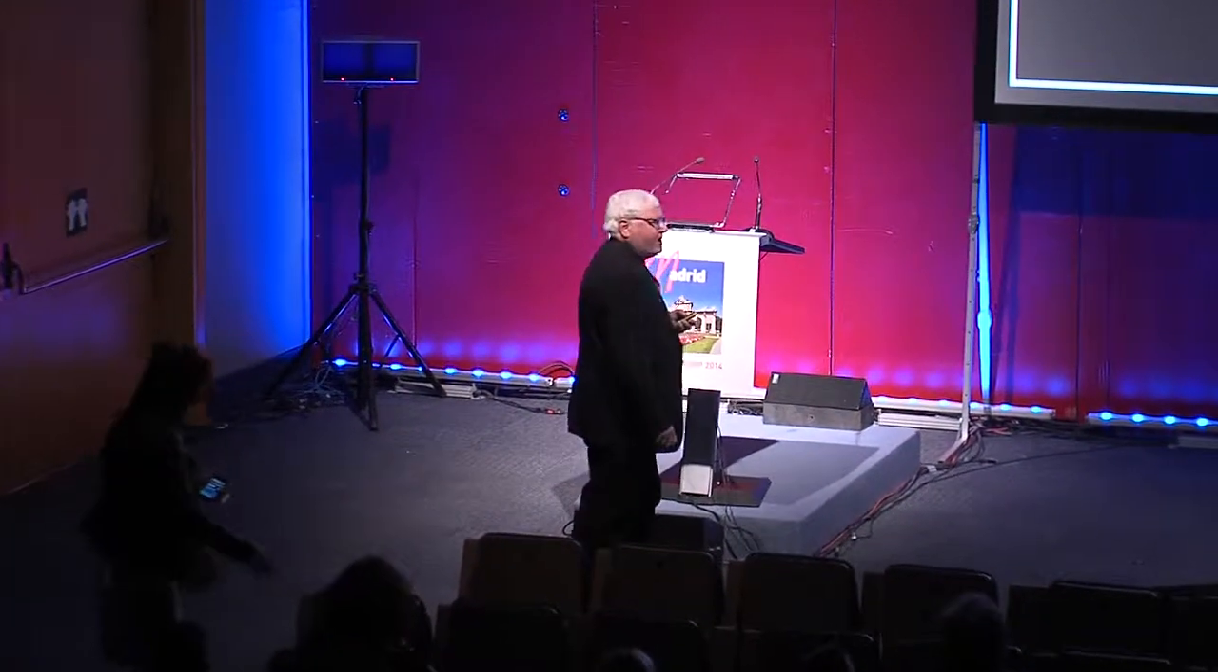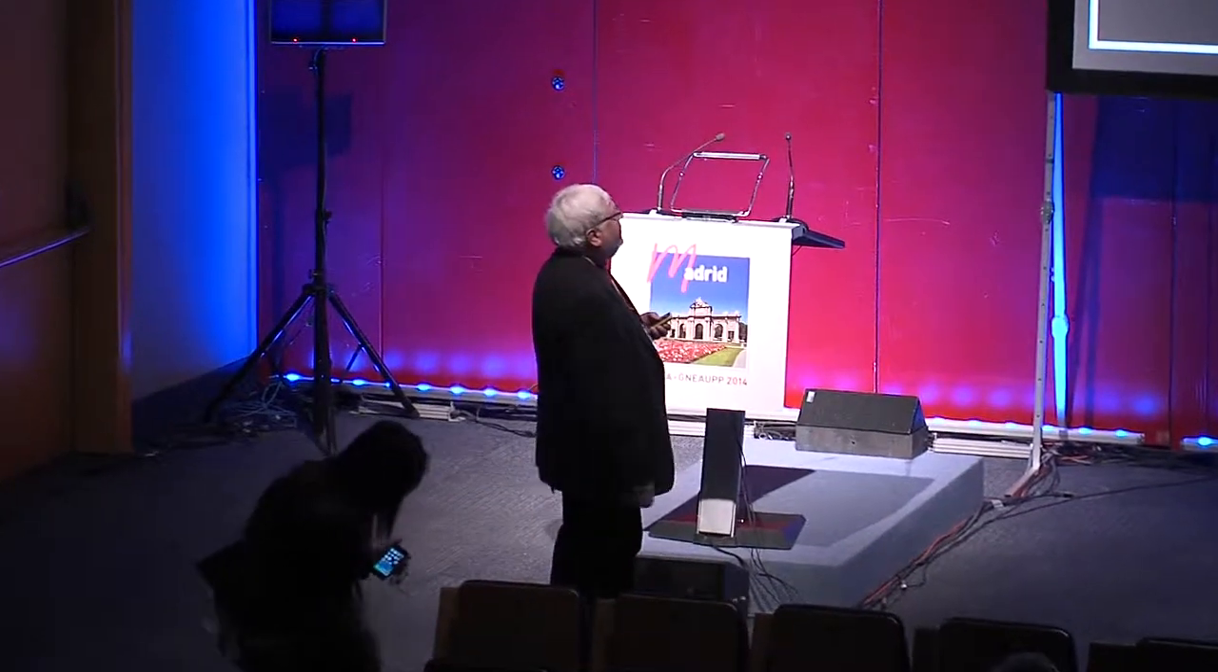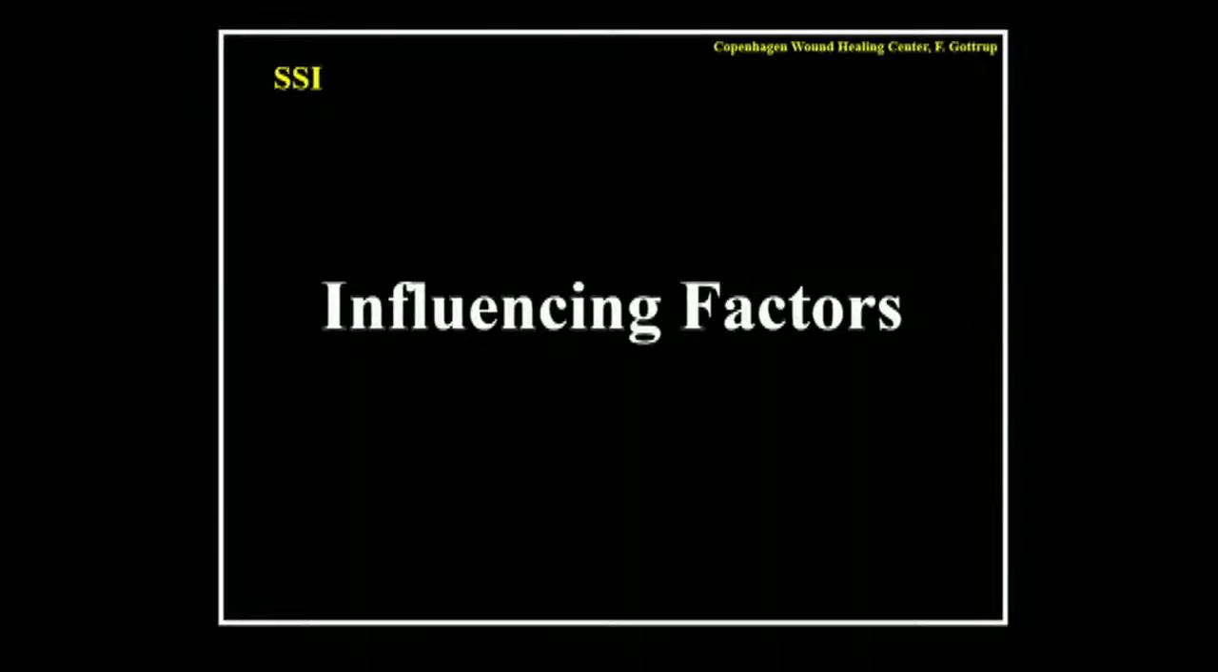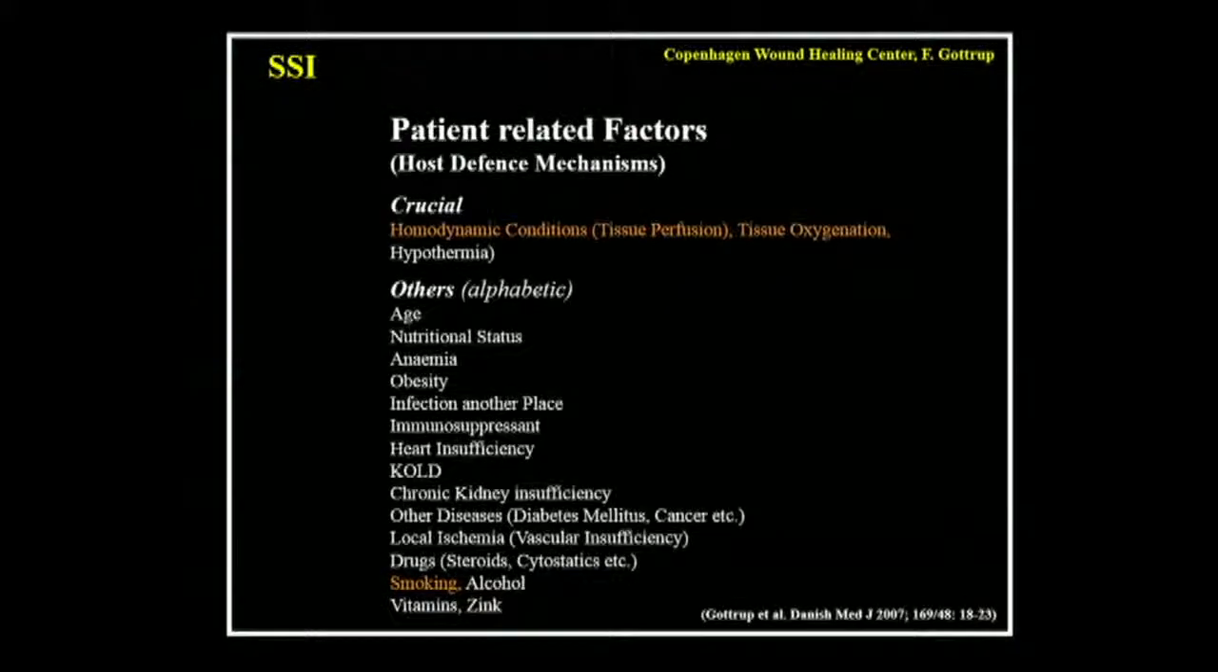But resistance is also developing for other types of bacteria. Which types of influencing factors are going on? There's a lot of them, but I will only focus on a few things we have been related to: the hemodynamic conditions, tissue perfusion, tissue oxygenation, and smoking. But you can see there are a lot of factors which actually influence both healing but also infection.